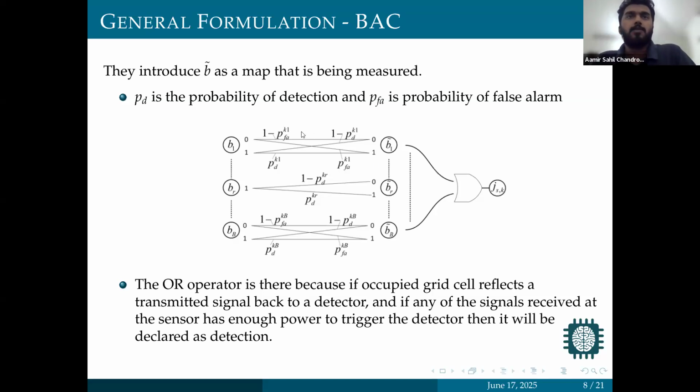So far, I haven't talked about any physical nature of the sensor measurement or the environment, because mostly that physics is encoded in the transition probabilities over here. It will mostly depend upon the problem at hand, and that's how they model the interaction between grid cells and the measurement.